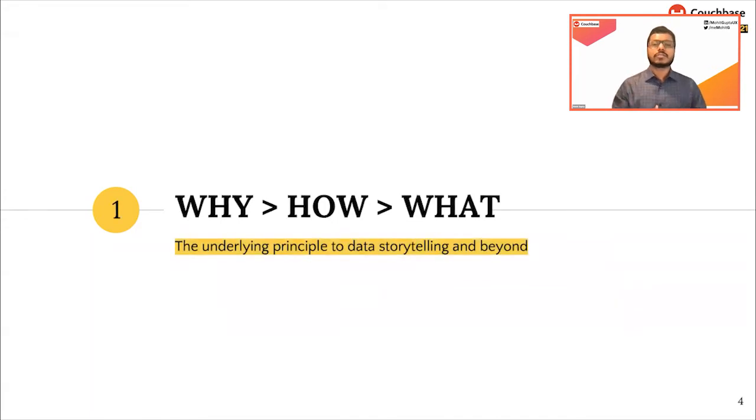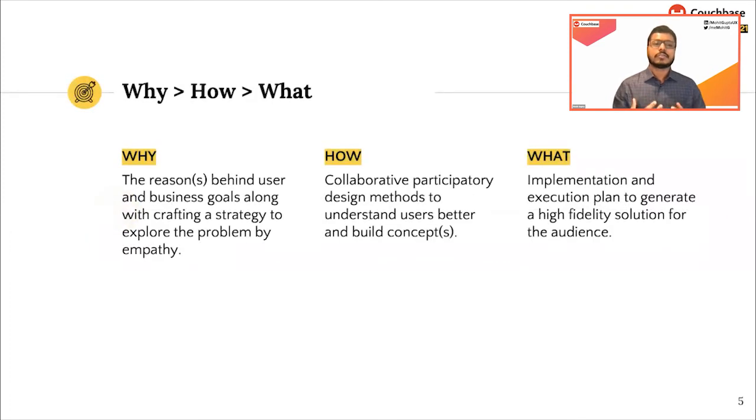Before we get into the aspect of data storytelling, let's understand the key aspects of every story: why, how, and what. I put these three together because the why tells you the reason behind the business goals, which helps you in crafting the strategy for solving a problem. Once you have that strategy and the why is identified, you know the problem, then you focus on how you are going to solve that problem. When you understand how, collaboratively, or what design methods you'll use to solve that problem, then you decide what you are going to do to implement it in your digital landscape.